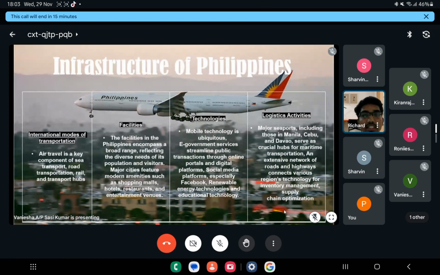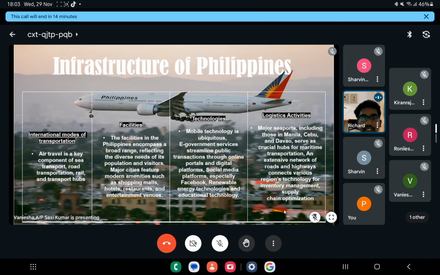The third one is road transportation. The Philippines participates in international road transportation primarily with neighboring countries through land borders and ferry connections. There are some types of road transportation which are mainly being used. The first one is jeepneys. The second one is buses, taxis, motorcycles, and scooters.